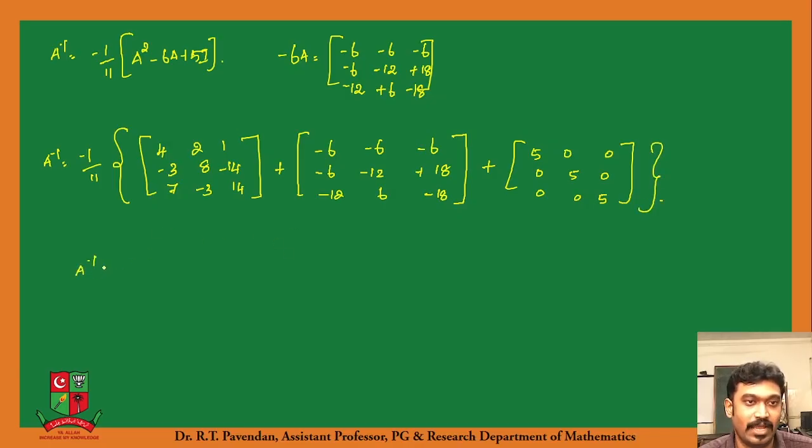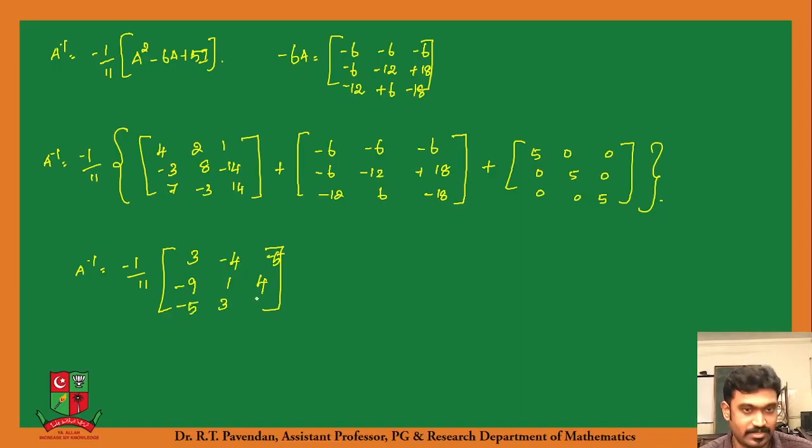If you add term by term, considering the positive and negative terms, what you get is 4 minus 6 plus 5. So 4 minus 6 is minus 2, plus 5 is 3. Likewise, if you go term by term, it is going to be 3, minus 4, minus 5, minus 9, plus 1, plus 4, minus 5, plus 3, plus 1. So this is the required A inverse matrix.